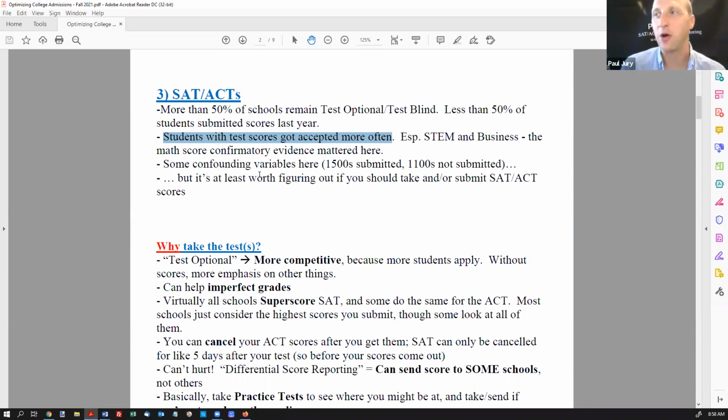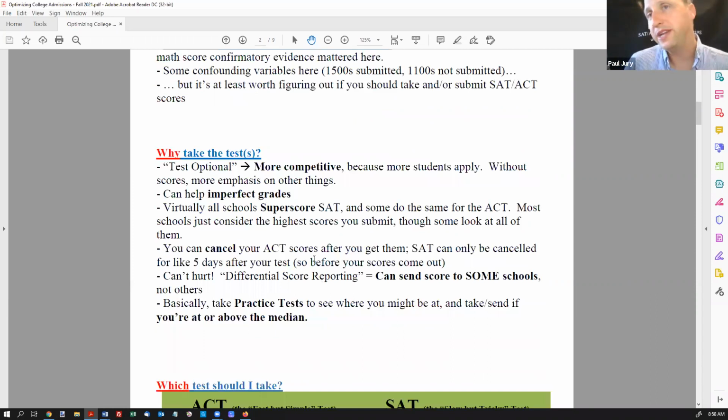It doesn't mean like, oh, I have to submit a score. It absolutely does not mean you have to submit a score. Basically, though, it is at least worth figuring out whether you should take and or submit SAT, ACT scores. And I'll talk about that here in just a second. Why would we take the tests? Well, because test optional has led to more competitiveness, as we said, because more students apply.